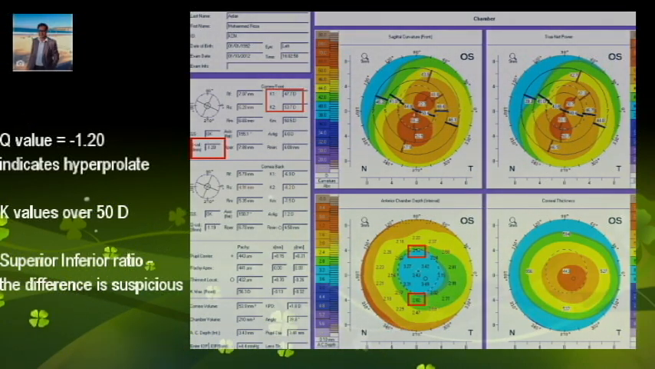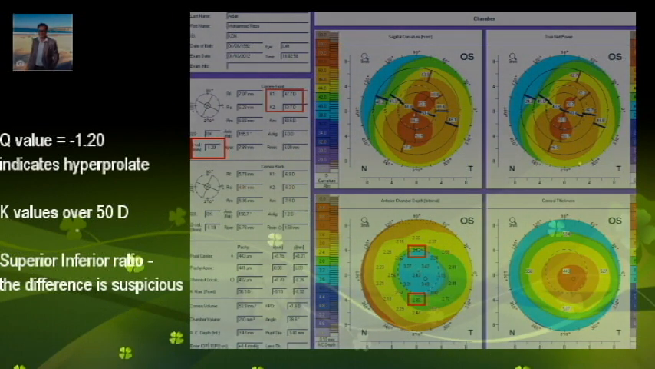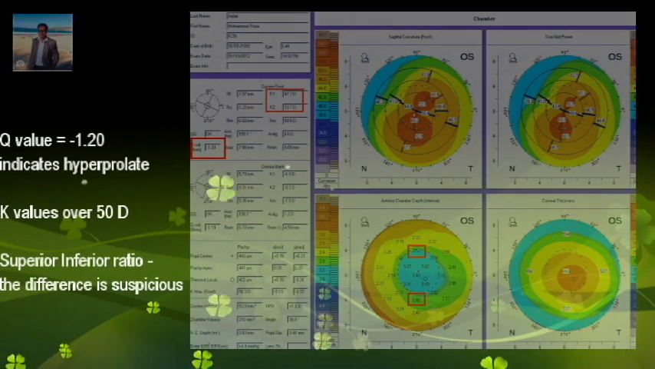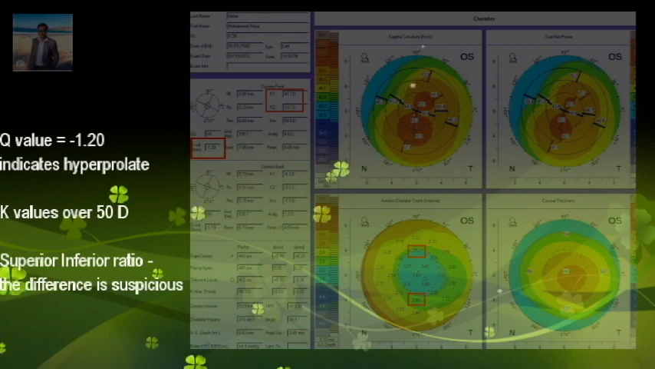Again, I repeat, the difference between the superior and the inferior pachymetry of more than 30 microns is actually not acceptable for the patient.